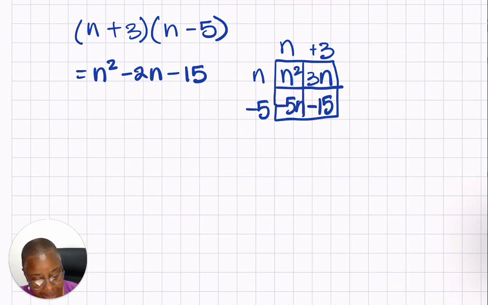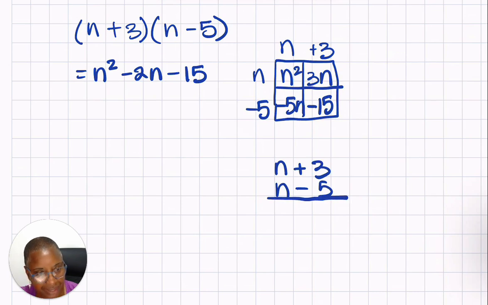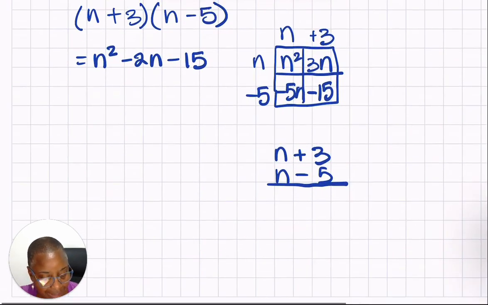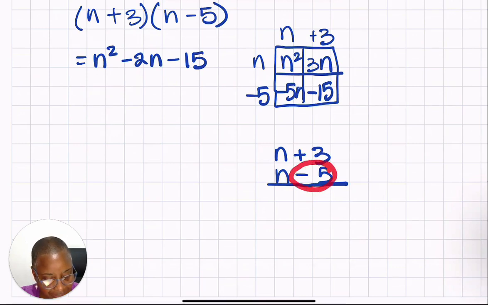Another way of doing it is I can say n plus 3 multiplied by n minus 5, the column method. So in this particular case, just like regular multiplication, what I'm going to do is multiply negative 5 by everything in here. So negative 5 times positive 3 is going to be negative 15. And negative 5 times n is going to be negative 5n.